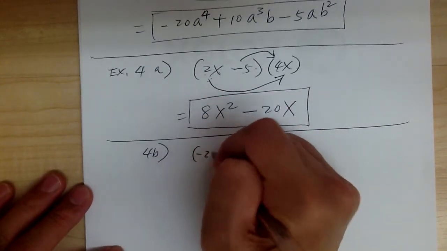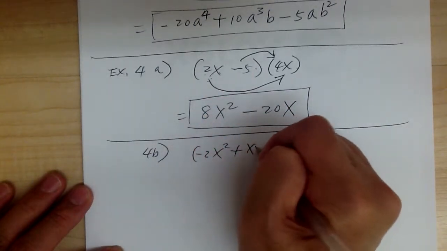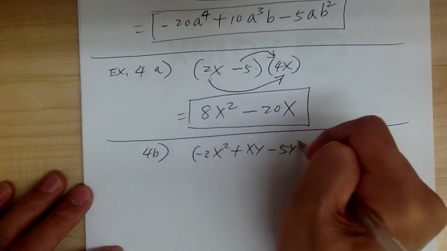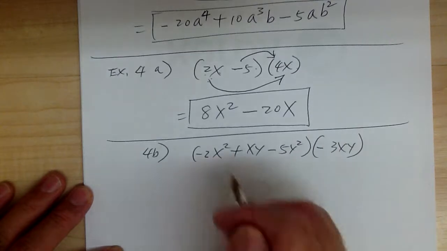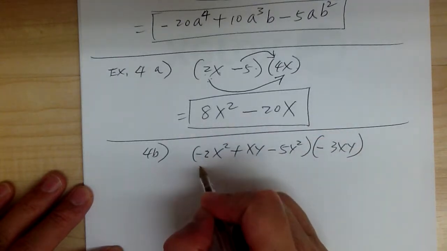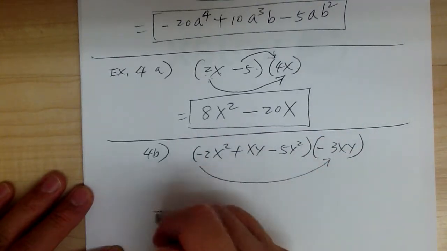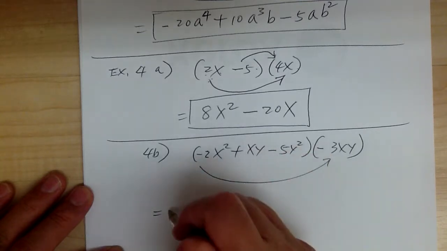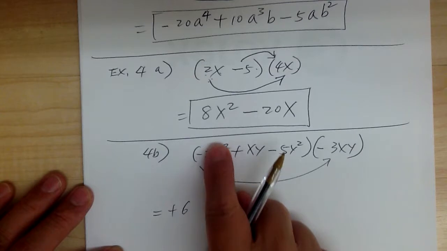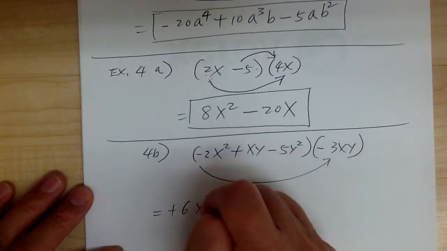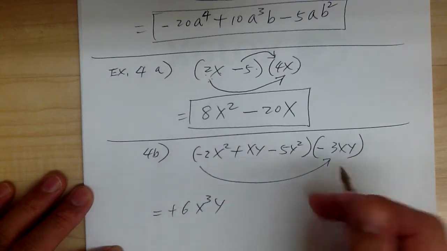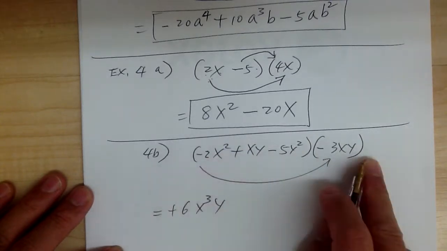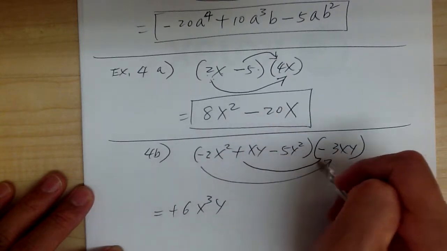So you got negative 2x squared plus xy minus 5y squared times negative 3xy. So that's going to distribute. So this times that. So again, negative times negative is positive. 2 times 3 is 6. Then go down the alphabet. X squared times x to the 1, so x to the 3. No y, so we got y over here, so it'll be y. So that takes care of the first one. So now you're done with the first one, then you go to the next one.